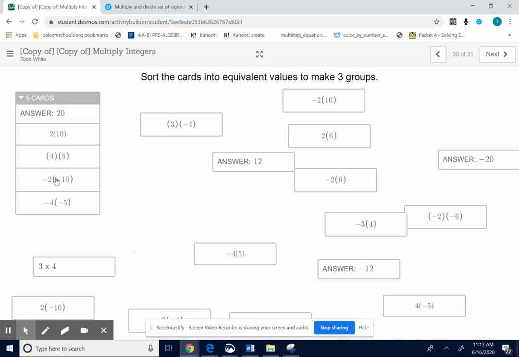So you're going to have 4 groups of 5 cards that you want to group up together. And just remember, if you're multiplying 2 numbers, if the signs are the same, it equals a positive, like all of these. If the 2 numbers have a different sign, the answer will end up being negative.